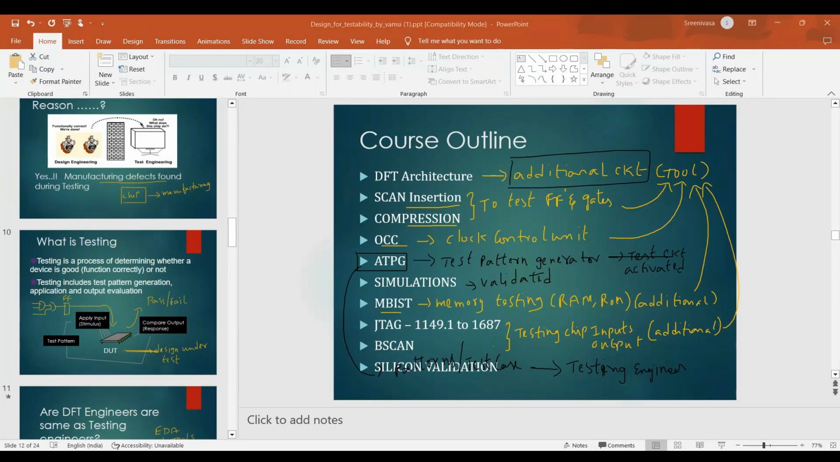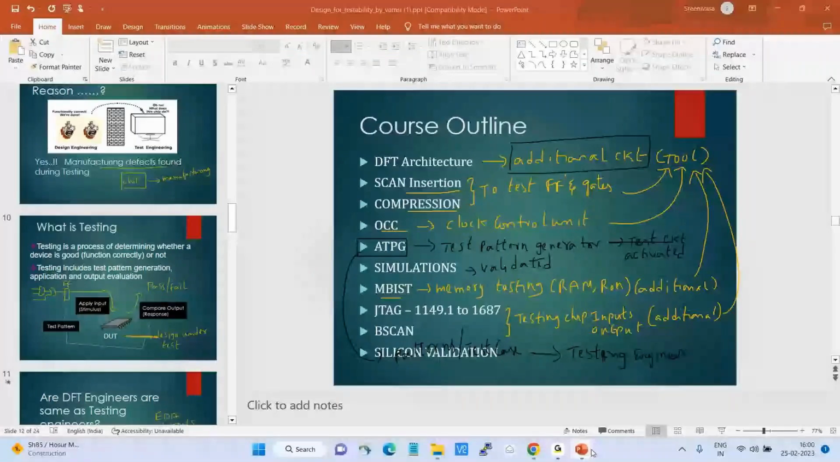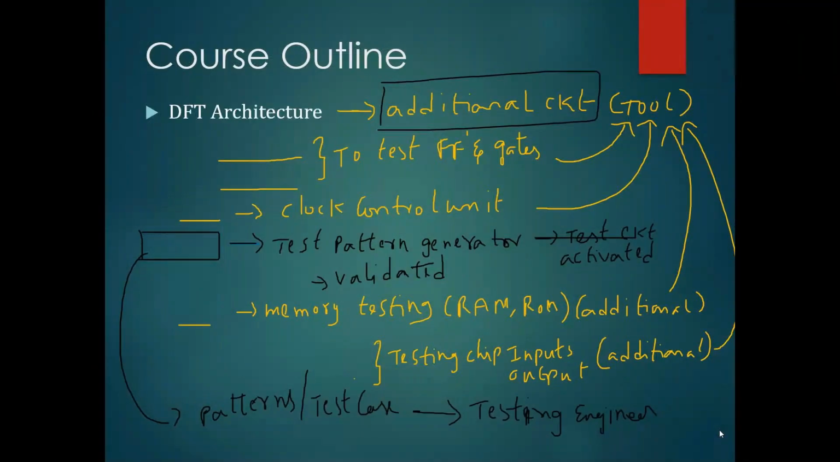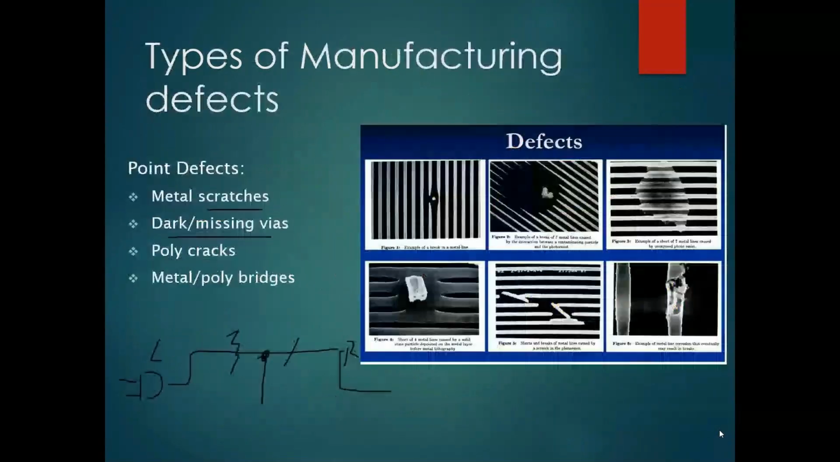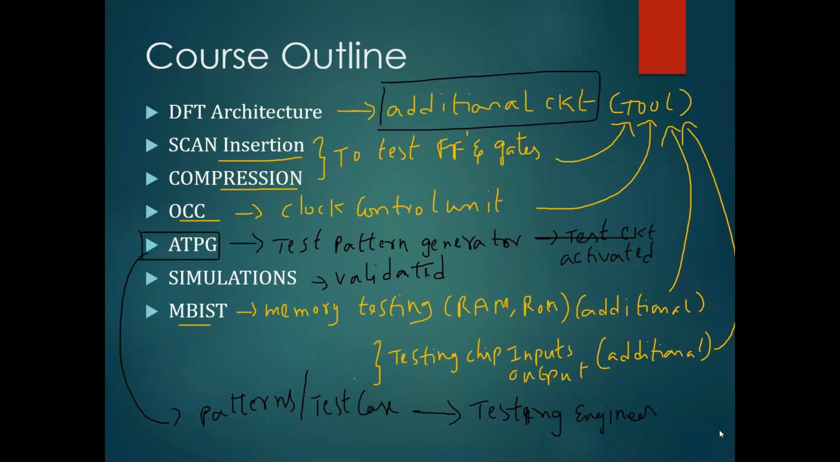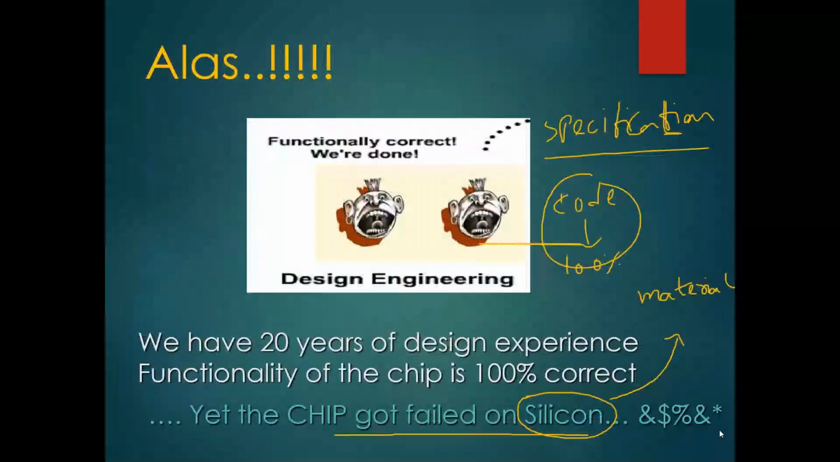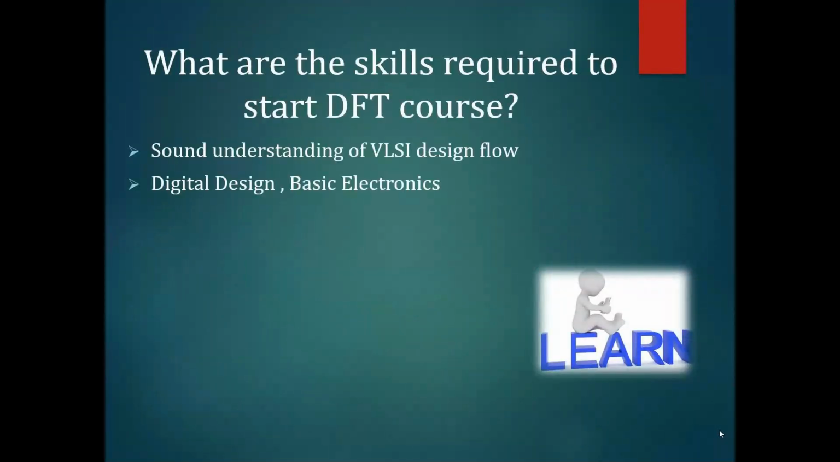Let me reshare. You are able to see the screen now? Can you tell me which slide you are seeing? Course outline. Yeah, types of manufacturing defects. Okay, this is what I am talking about. So earlier it was stagnant. Oh, I think I have explained too many things then. Let me go back and just revise.